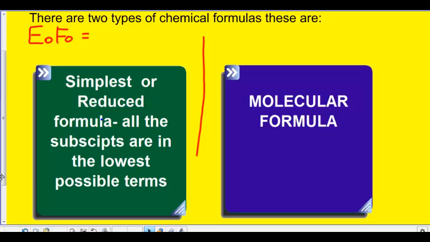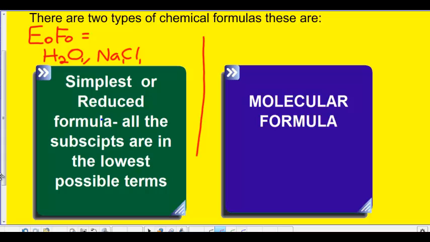Some examples of things that are empirical formulas are water, okay, or sodium chloride. If you notice, in water or sodium chloride, the oxygen in water has a subscript of 1, so there's no other number you can divide both the subscripts of hydrogen and oxygen by. Same thing in sodium chloride, they're both 1 here. So there's no other number that you can divide those subscripts by other than 1.